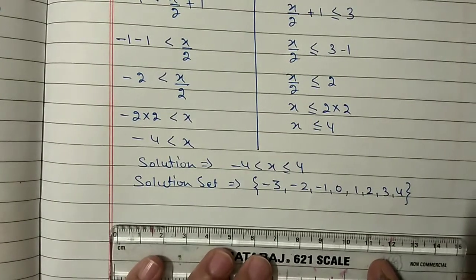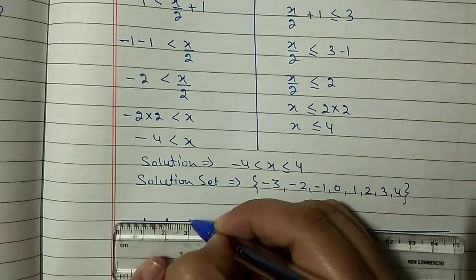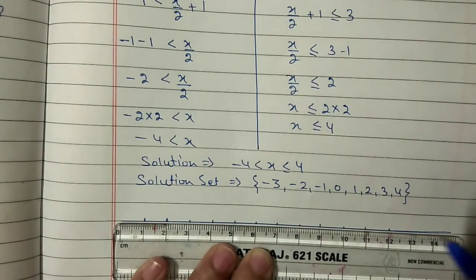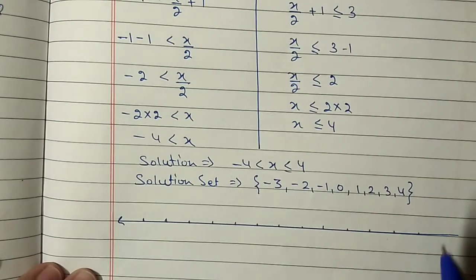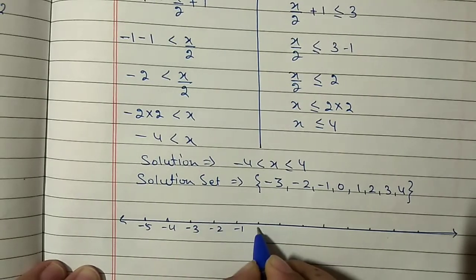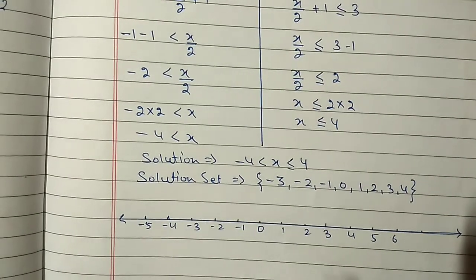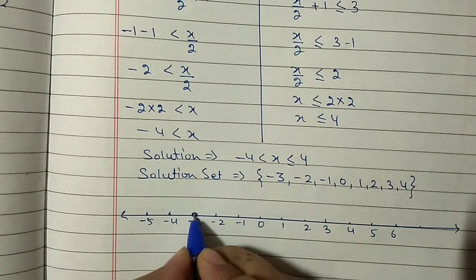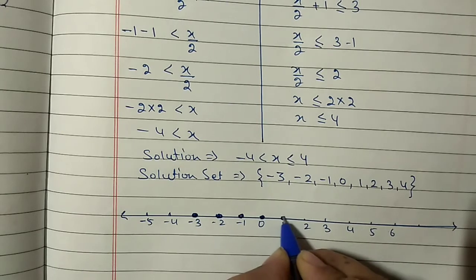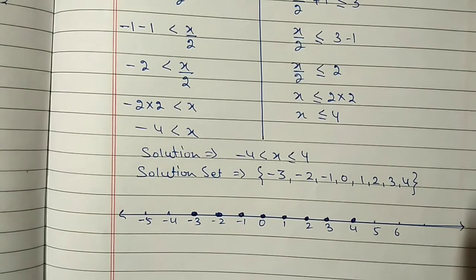For that, draw a line, mark all the points at equal distance. Minus 5, minus 4, minus 3, minus 2, minus 1, 0, 1, 2, 3, 4, 5, 6, and dark only those which you have to represent. So minus 3 we have to represent, minus 2, minus 1, 0, 1, 2, 3 and 4. This is the representation of this solution set.